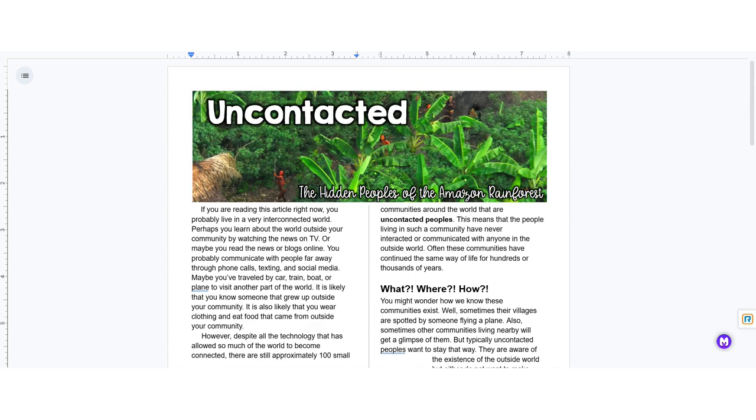All right. It's a pretty interesting article. And I found this short video of a flyover of some uncontacted communities. And I thought you might enjoy seeing it. So check this out.